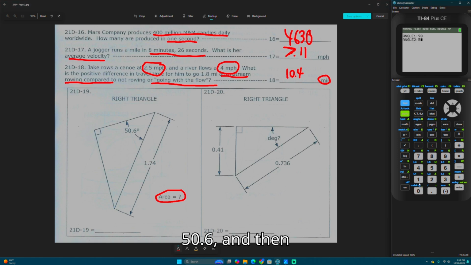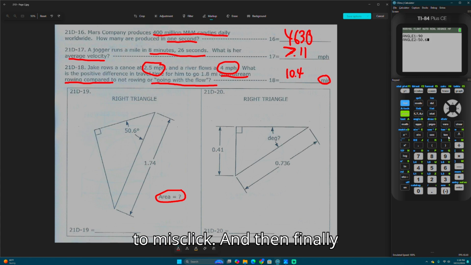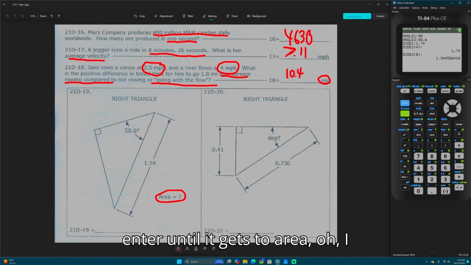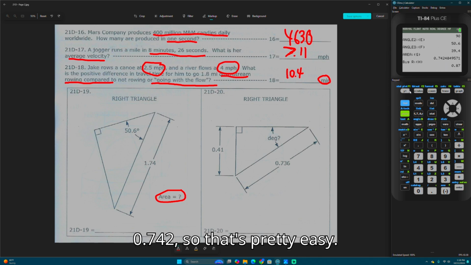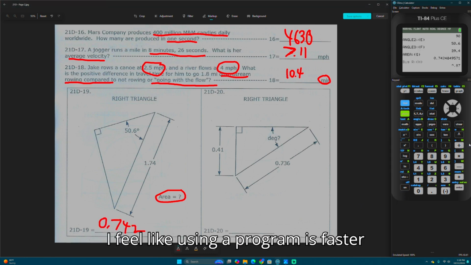90, 50.6, and then 1.7. Oh, like I said, sometimes I'm going to misclick. And then finally 1.74, and you'll just keep on pressing enter until it gets to area. Oh, I misclicked again. There we go, 0.742. So that's pretty easy. You could do it by hand, but I feel like using a program is faster when it's 2 steps.